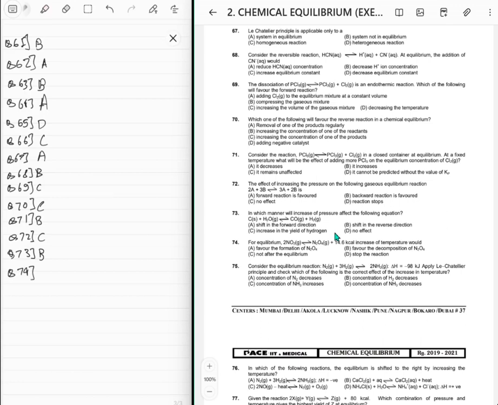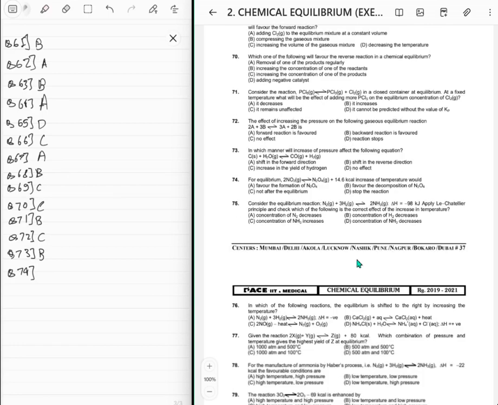For the equilibrium, the increase of temperature would be what? Okay, so this is the heat produced. 2NO2 gives N2O4 plus this much energy radiated out, and that means it's an exothermic reaction. So increase of temperature will favor the backward reaction, the decomposition of N2O4. So B. Question number 74 is B.